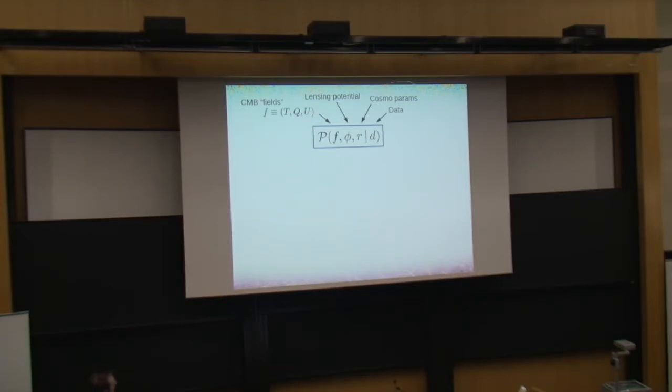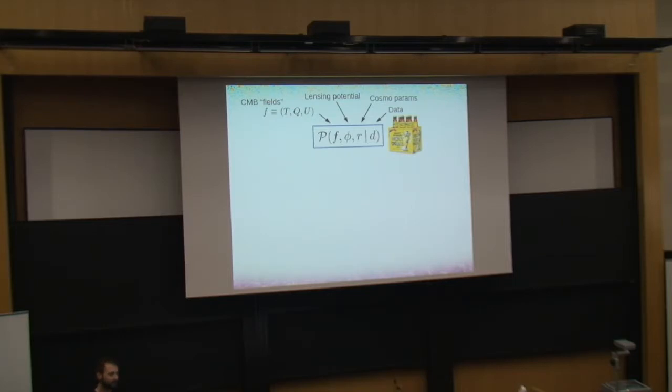This will be central to the talk, and this is the Bayesian posterior probability of f, phi, and R. f is the CMB fields, a tuple of temperature and polarization Stokes parameters, phi is the lensing potential, and R and other cosmological parameters, all given the data. I think this is in some way the holy grail of CMB delensing, which, if you know me, would be represented in my head by a six-pack of beer, Holy Ale.